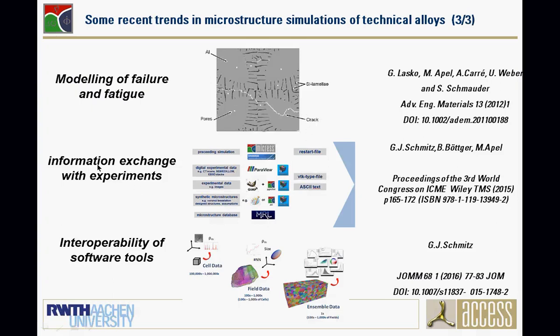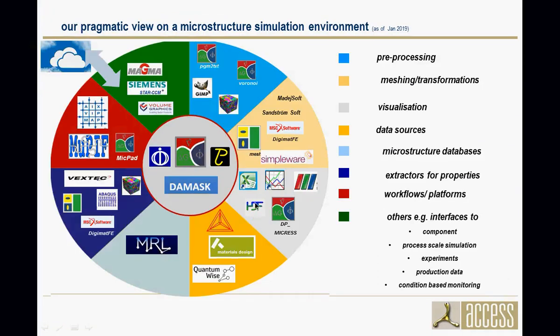Increasingly, we start to take care of the information exchange with experiments, like EBSD data, EDX data, and optical microscope data. All this is related to the interoperability of software tools, so that we can take our data and forward it to other codes for further processing, or, on the other hand, take data from experiments, like experimental microstructures, and forward them to our own tool for further evolution.